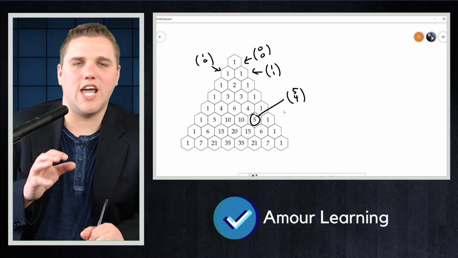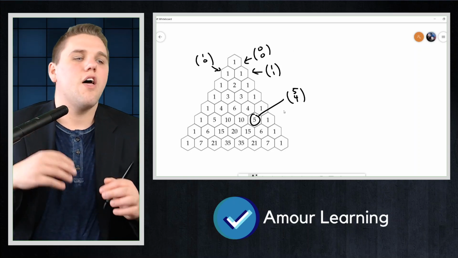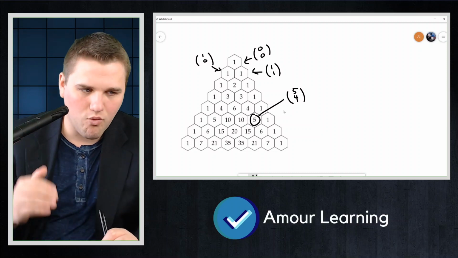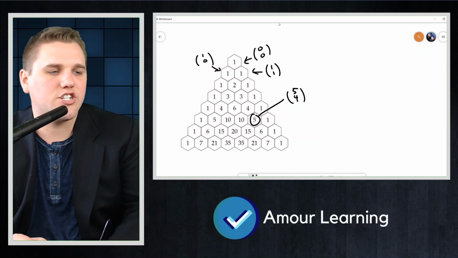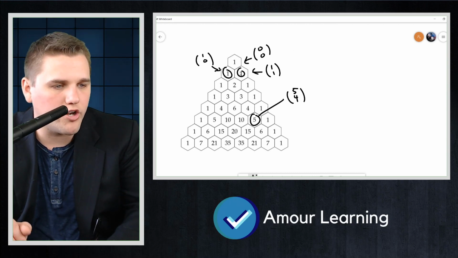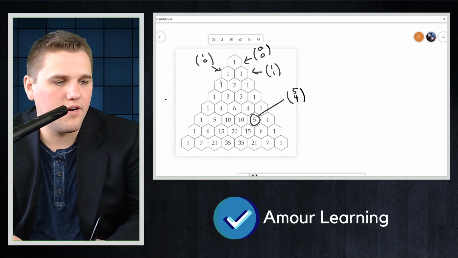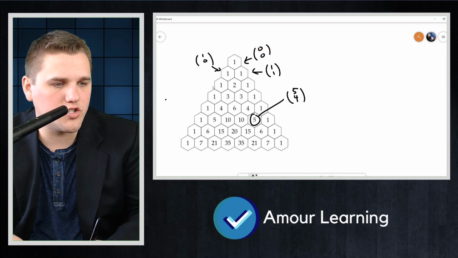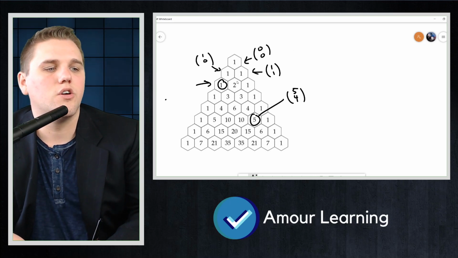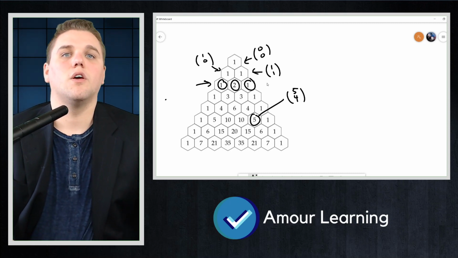Now, it's important to understand that the way we label the rows on Pascal's triangle is a little bit weird. The first row, the very top row, is actually row 0. And then the row underneath that is row 1. And that's just because these are all the 0 choose numbers. These are all 1 choose 0, 1 choose 1. It's row 1. This row is row 2. So that's 2 choose 0, 2 choose 1, 2 choose 2, and so on.